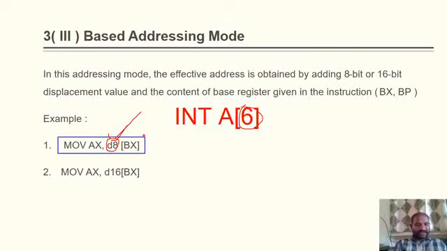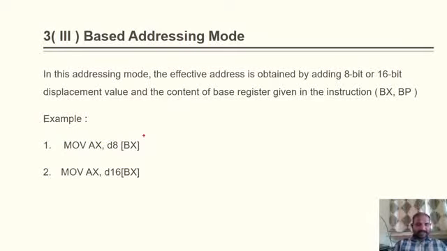So here we have this example: MOV AX, d8 of BX. Assume that the BX content is 9000. I am going to fix that as 9000 throughout the session. So BX content is 9000H. Now, after executing this instruction, what is happening is the question. How exactly is the microprocessor going to execute this instruction?